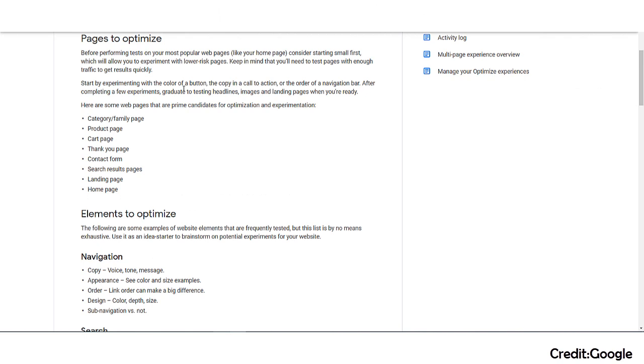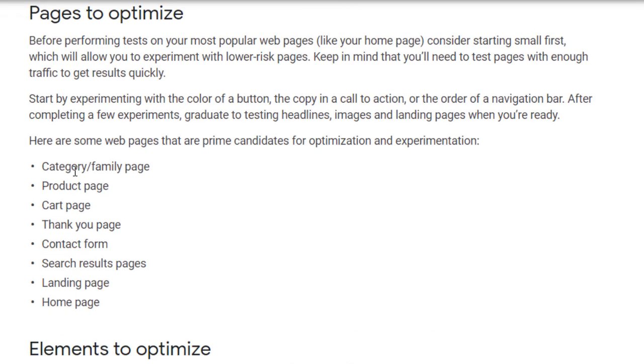In the Google documentation, you can also find a great resource of ideas of what you can optimize. So you can optimize different types of pages. You may optimize the category page, the cart page, the thank you page, contact form, checkout. By the way, if you want to test the checkout in Shopify, it will be kind of difficult. You can't really do split tests in the Shopify checkout, but if you're running a WooCommerce store, which is what I suggest that you do, you can test anything, any page.